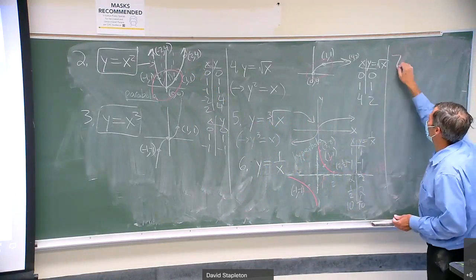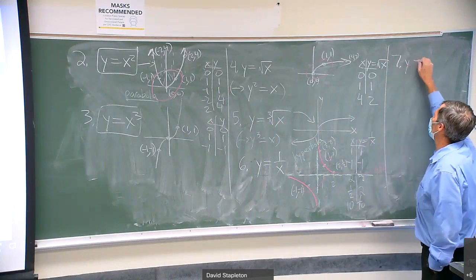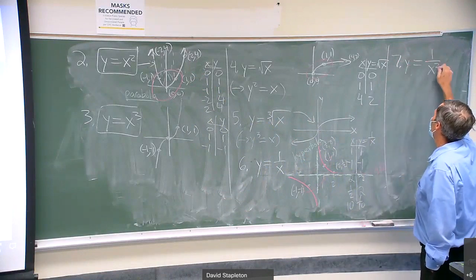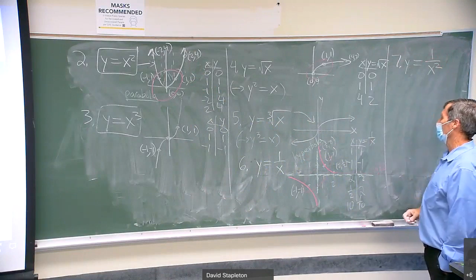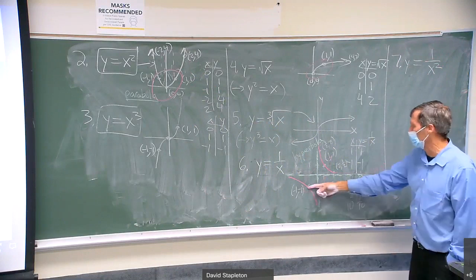All right, number 7, they give you this one. This one is not as important, but we should see it. The little y equals 1 over x squared. What does that look like, do you think? Again, you can plot some points on it. You get some similar things here.